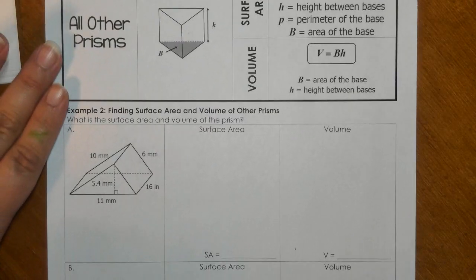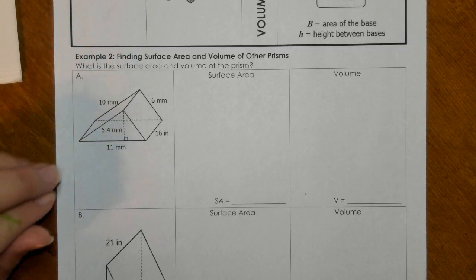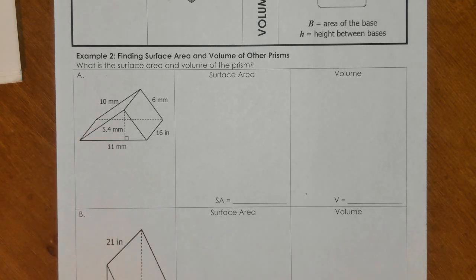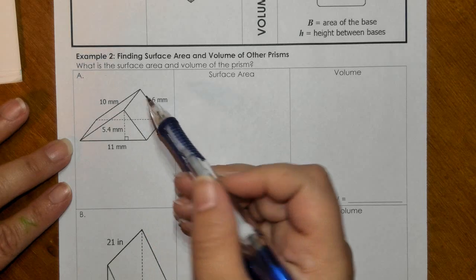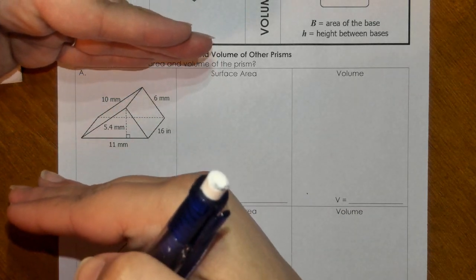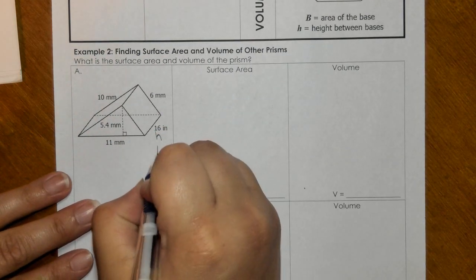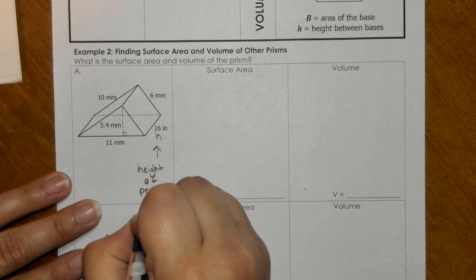So first, let's start off with finding the lateral area of this one down here. Before I do that, though, I do need to discuss with you the height. Okay, so the height of a prism is between the bases. So here, if my two bases are the triangles, okay, those two triangles are parallel, they're never going to touch. The height is 16 then, okay? So this is height of prism.